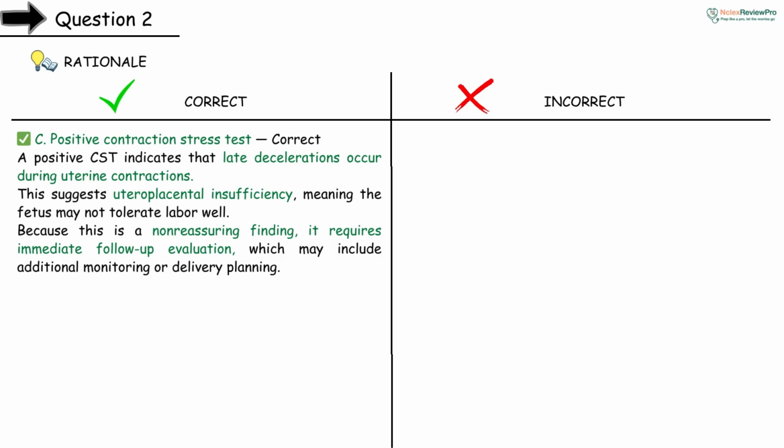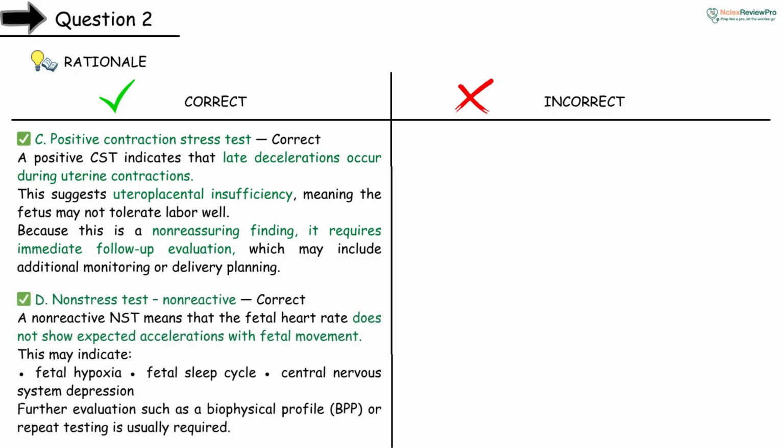Late decelerations are associated with uteroplacental insufficiency, which means the fetus may not be getting enough oxygen during contractions. So this is a non-reassuring finding, and it requires further evaluation, possibly even planning for delivery depending on the situation.